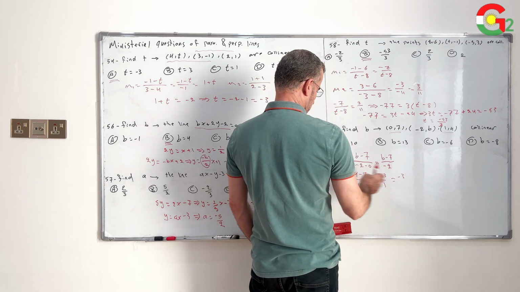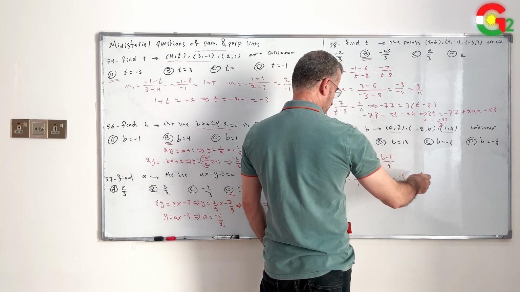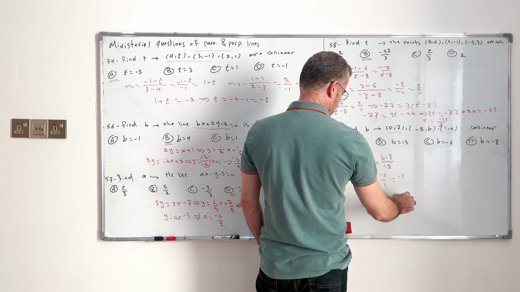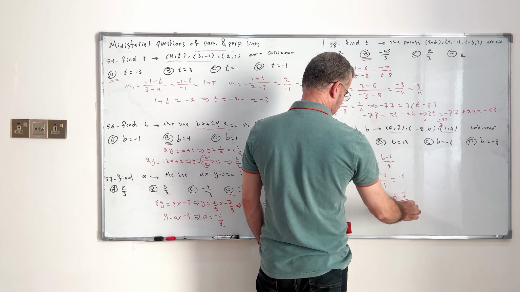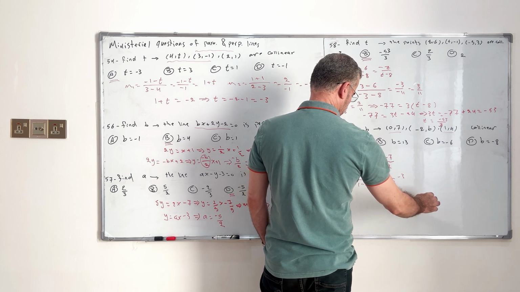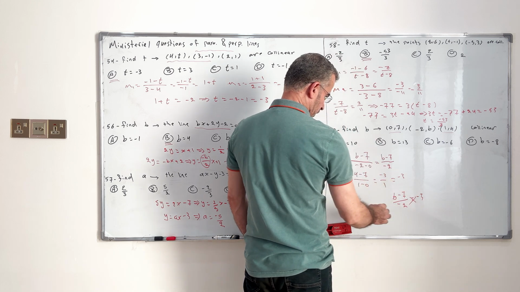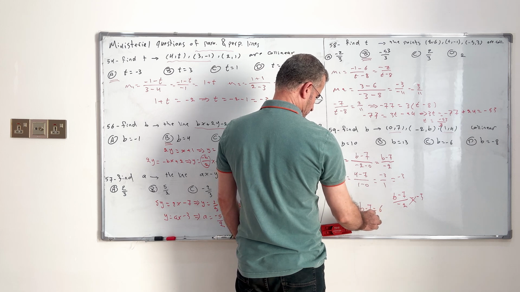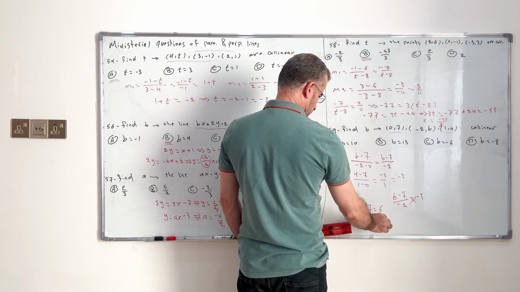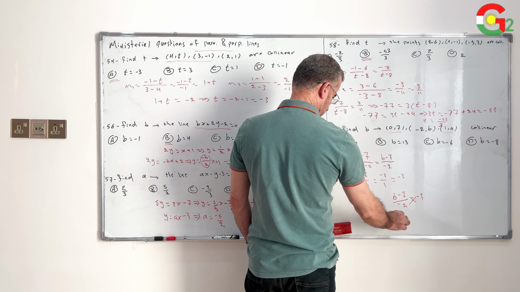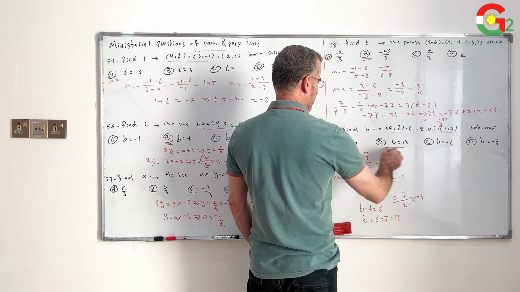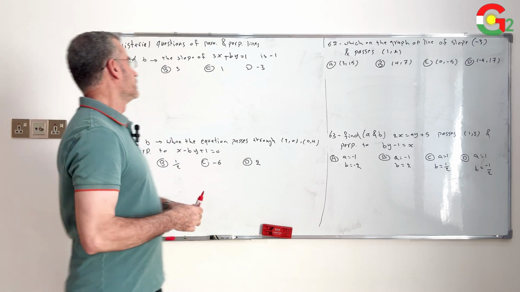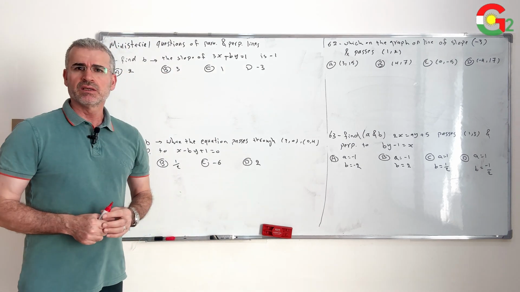Since the two slopes are equal because the points are collinear, then (b minus 7) over -2 equals -3. Cross multiplication: b minus 7 equals 6. b equals 6 plus 7 equals 13. Choice number B.